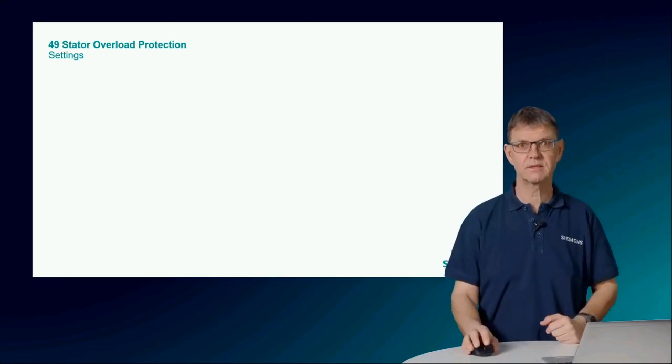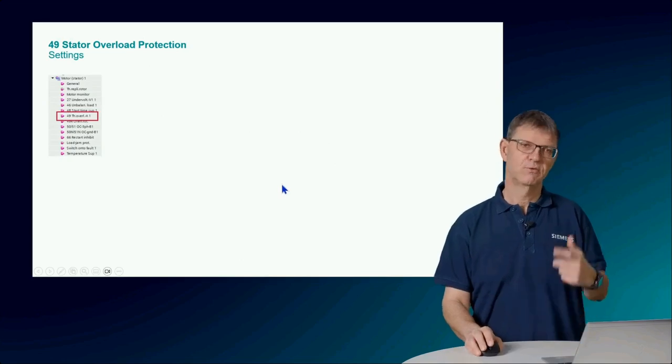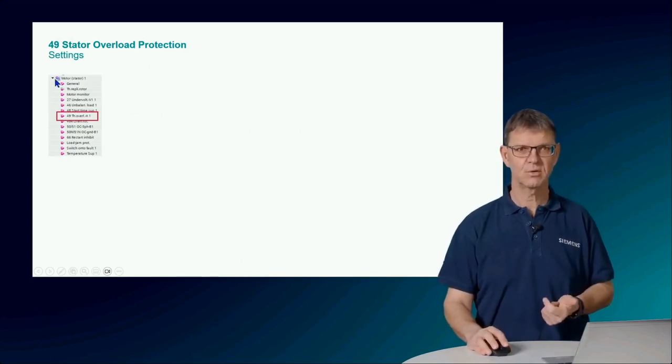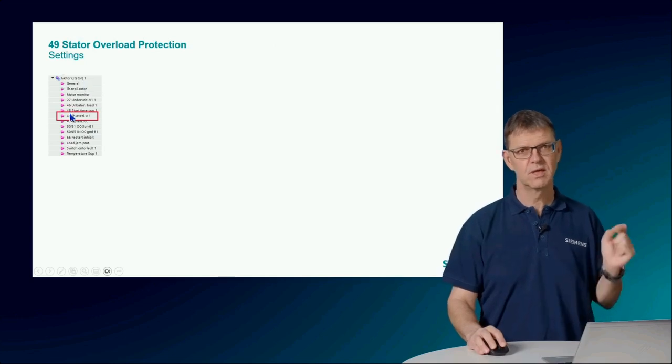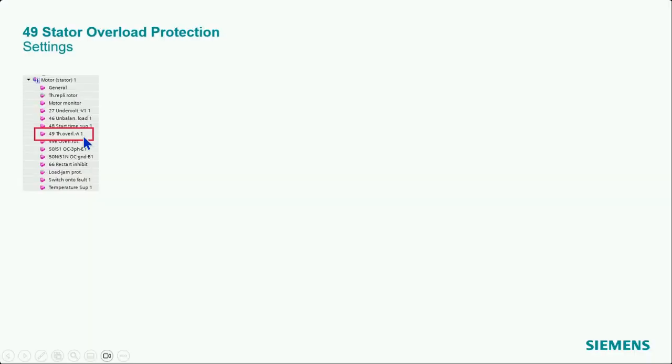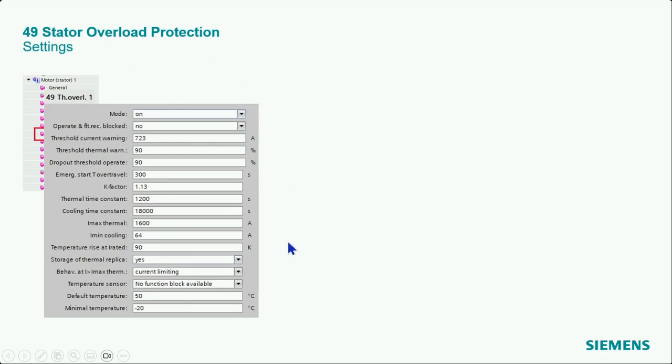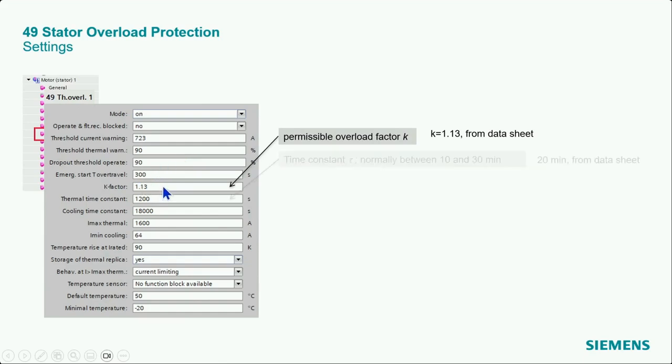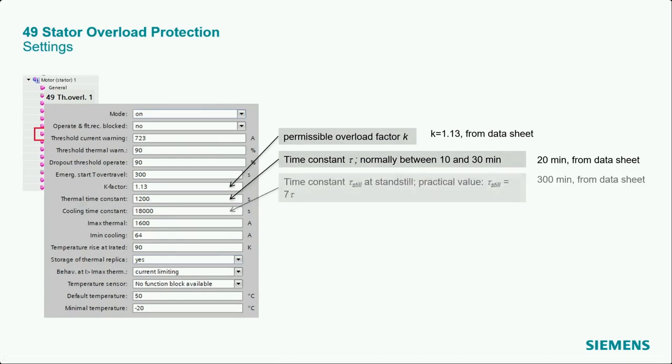If we have a look on the settings, first we are to find the settings in our function group motor or motor stator. We double click on the overload protection function, and then we get here the settings for this function. And what we add here is the K factor on the one hand, so this is one of the fundamental settings here. Then the time constant, the normal time constant when the motor is running, so this were the 20 minutes before. And also the time constant when the motor is at standstill. So here we put 300 minutes, we have to set it in seconds here in this case.